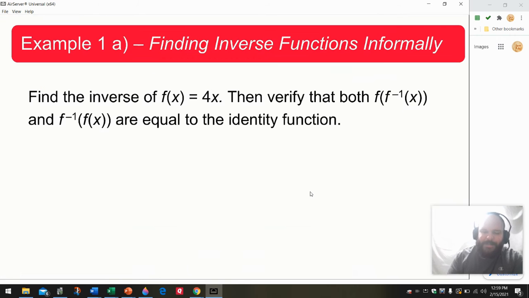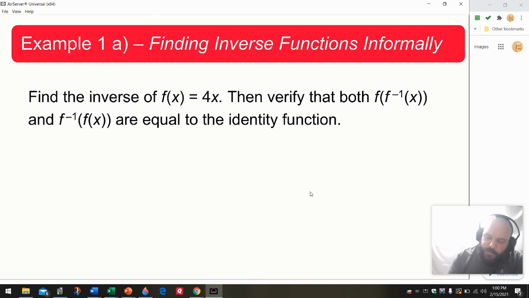So there's a couple ways to find inverses. The first and most basic way is to do it intuitively, which is what I did for that last problem. We had a function that added 4 to all of the inputs. So the inverse of adding 4 would be to subtract 4. So we wrote the inverse function.